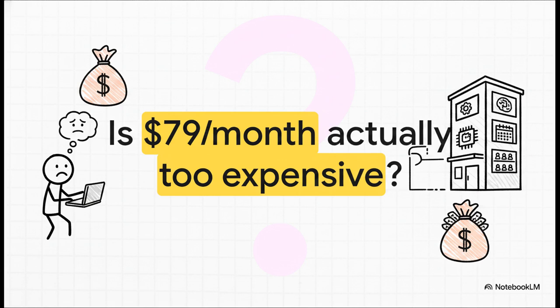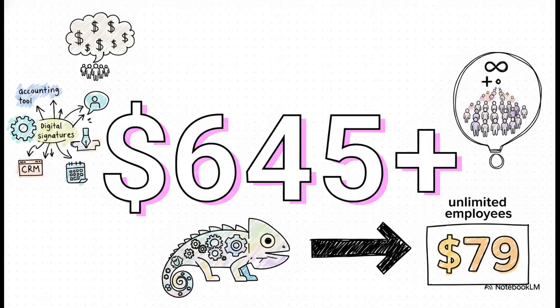Well, to a solo freelancer just starting out in their living room, yeah, maybe. But to an established shop, just look at the alternative, that scattered legacy stack we talked about earlier. For a small shop of just 3 to 5 users, paying per-seat licenses for a CRM, a separate accounting tool, scheduling, digital signatures, you are easily looking at scaling up to $645 a month. No joke. Chameleon handles all of this with 0 per-seat caps. You can add unlimited employees and never pay more than that flat rate. Suddenly, $79 looks like an absolute steal.